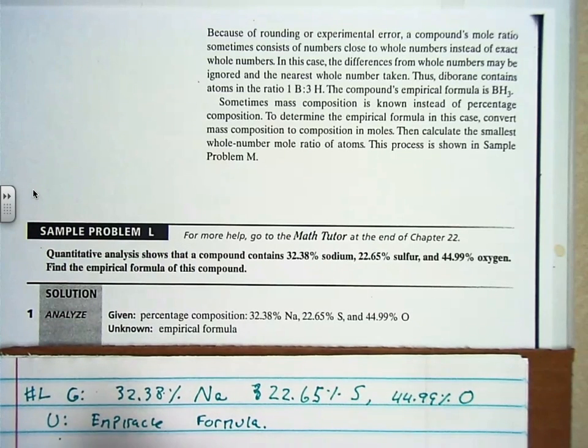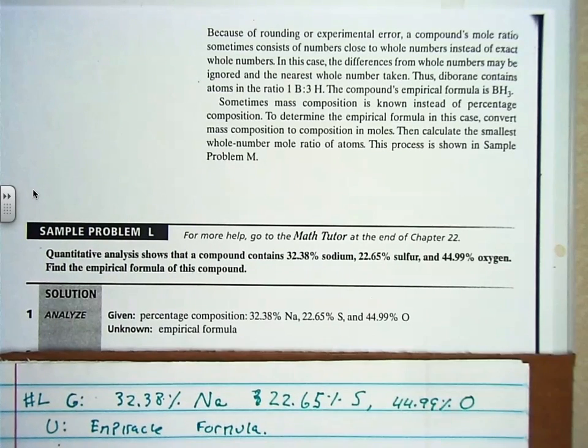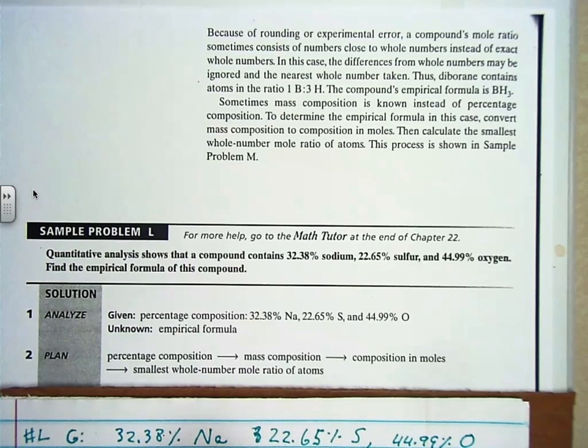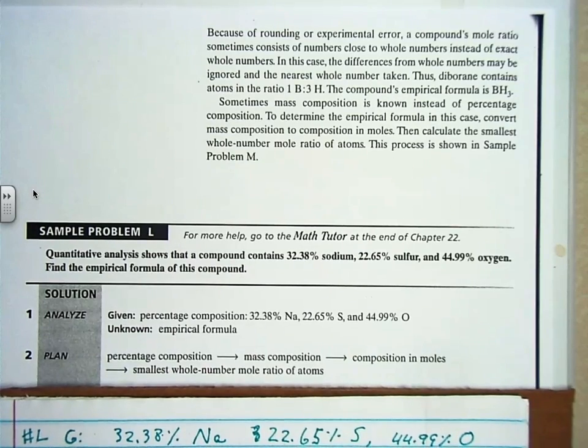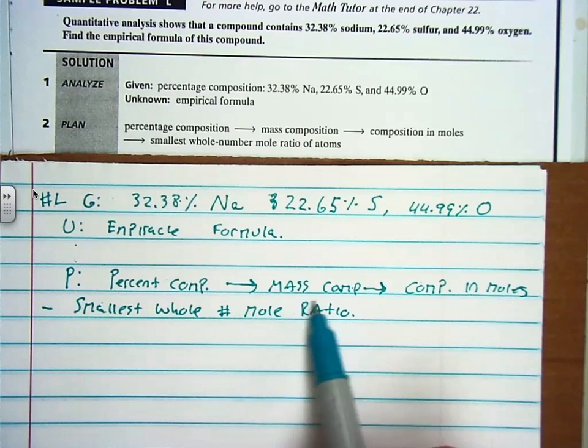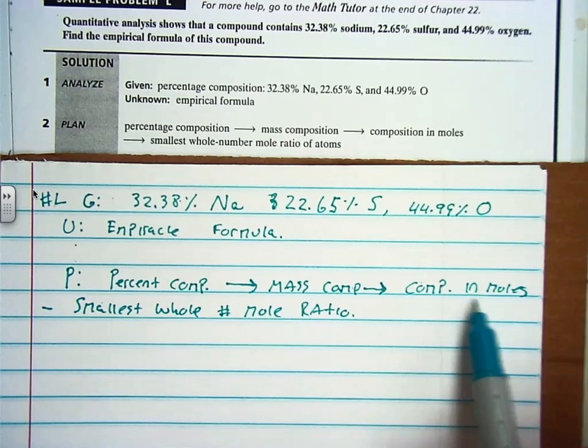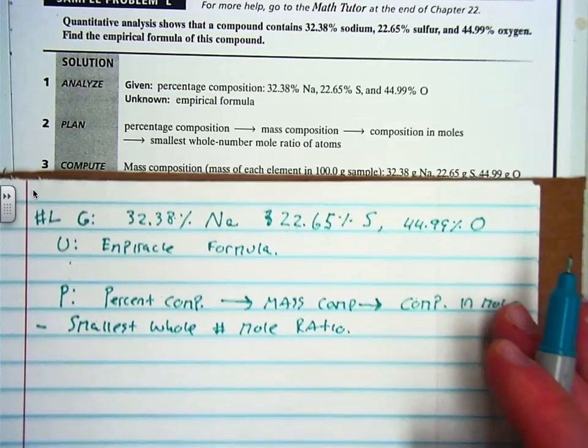So, what's our plan? Can you think of it without looking at the book? Basically, you're going to go for percent composition. That's what you start with. And here's our plan. We're going to go from percent composition to mass composition to composition in moles to the smallest whole number ratio. And from that we can find our empirical formula.